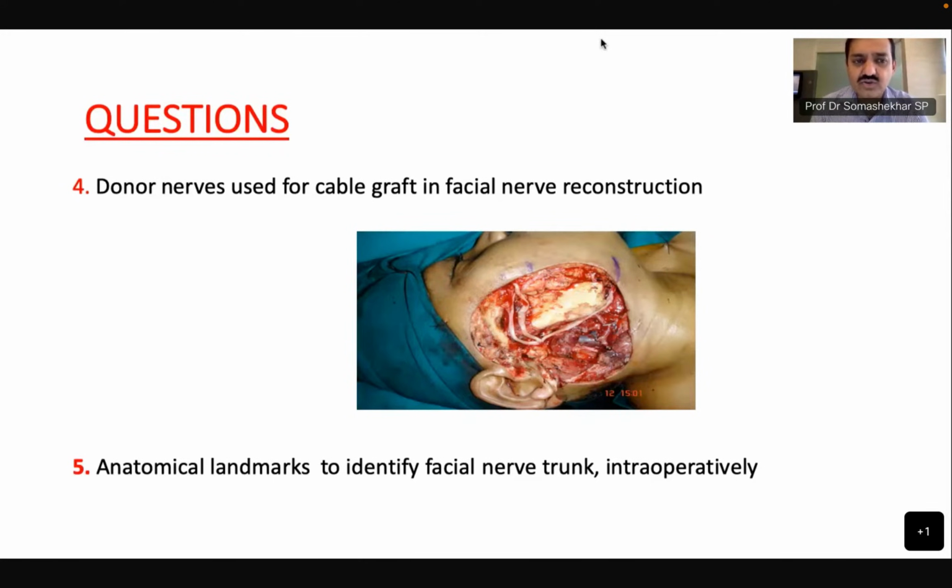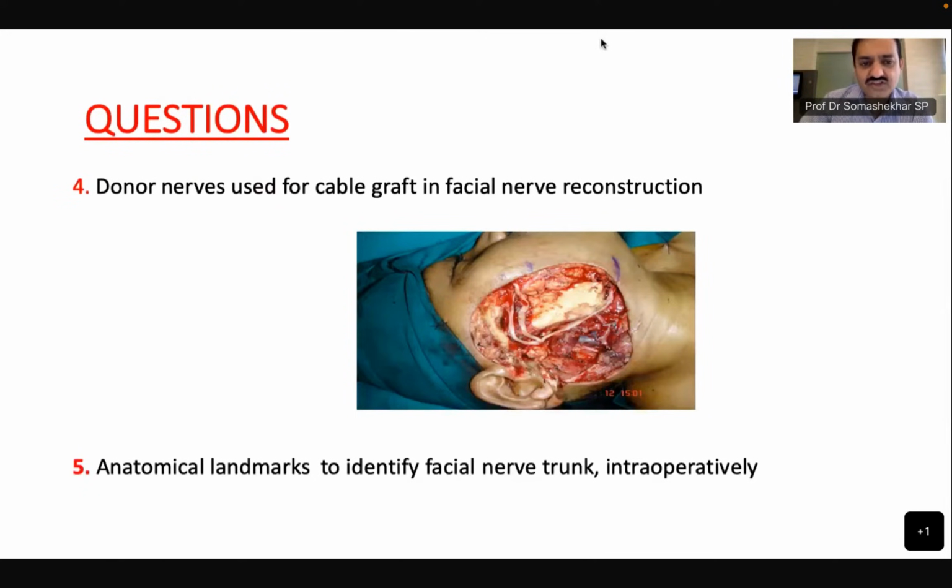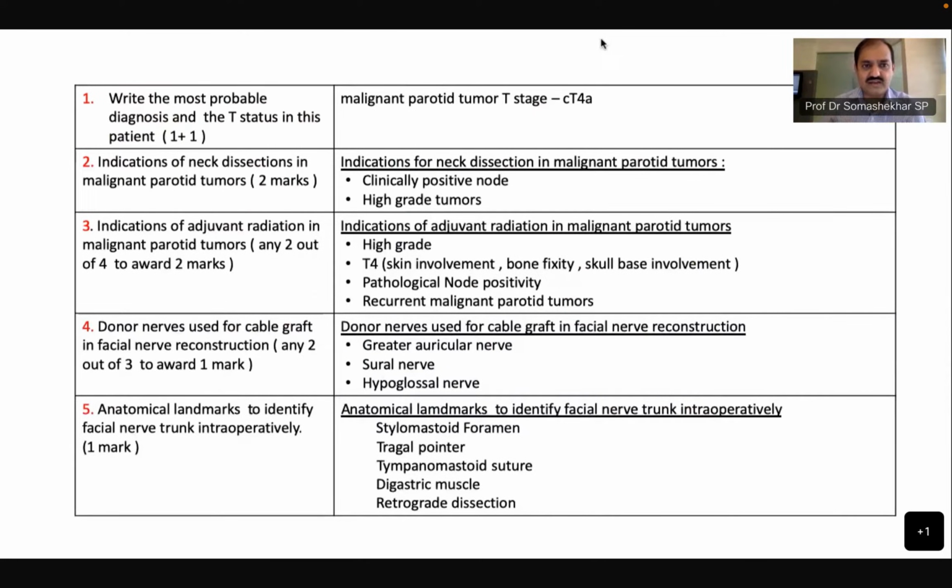So what are the donor nerves that can be used? And if you want to identify the facial nerve trunk intraoperatively, what are the landmarks? So 4 questions we'll answer. T status, neck dissection, when would you do? Adjuvant radiation, what are the facial nerve graft, anatomical landmark? Question 1. This is a T4A, skin involvement, facial nerve palsy.